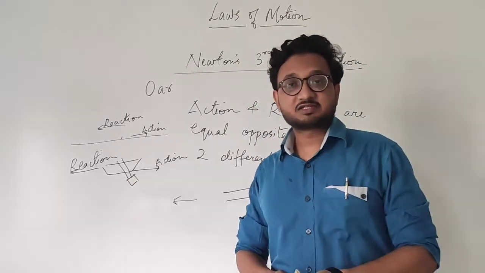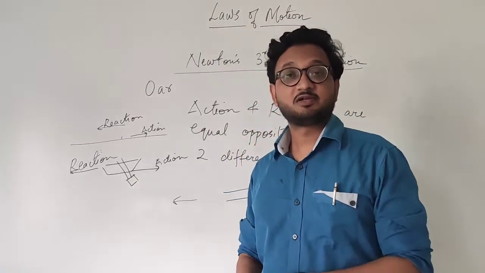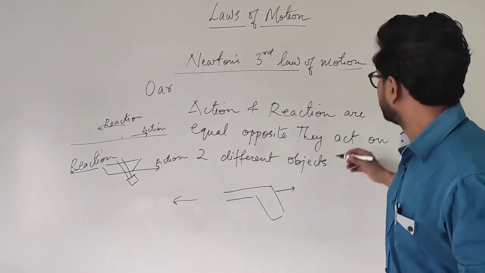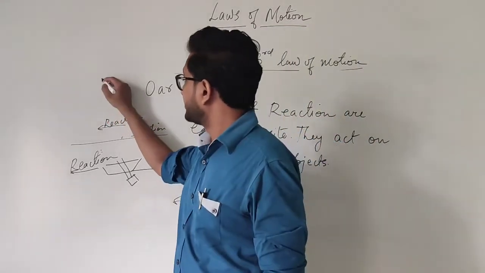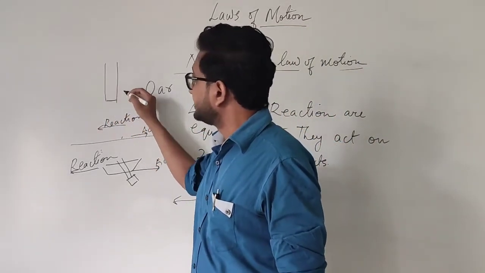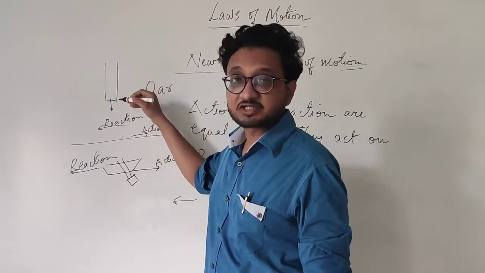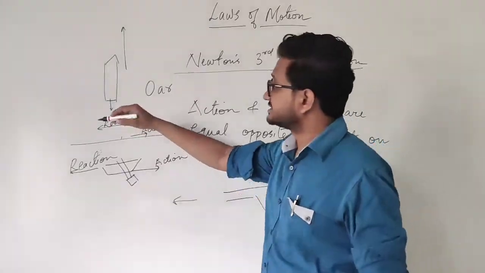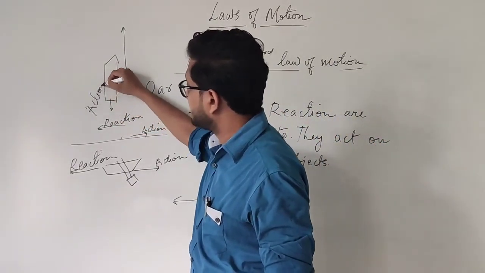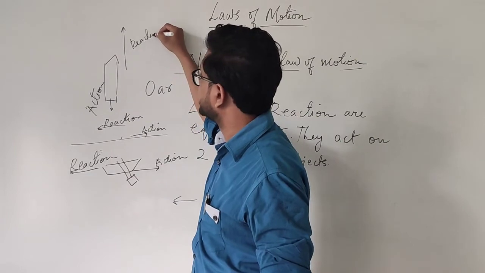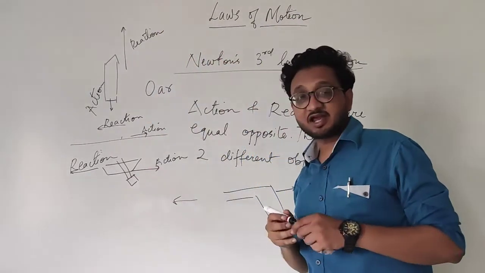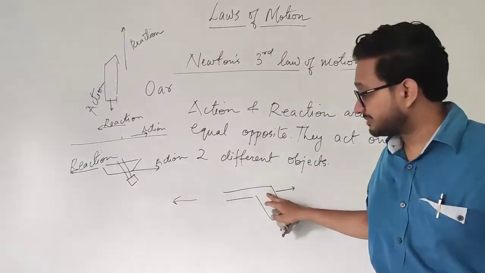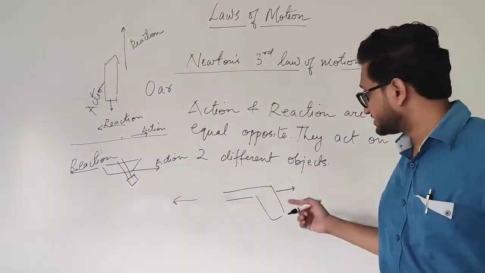The other one is a simple one, that is the rockets. You might have seen what happens to rockets and how they are used. Whenever a rocket is fired in an upward direction, it is applying the force in the downward direction, because of which the rocket itself moves in the upward direction. So this is action and this is reaction. Always remember that action and reaction happen on two different objects. So in this case the action is happening on the bullet and the reaction is happening on the gun.